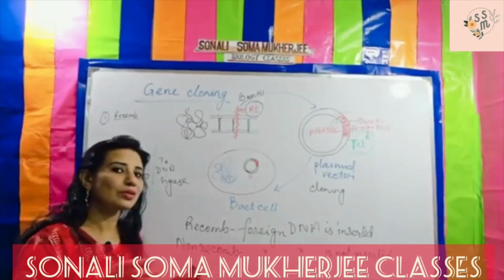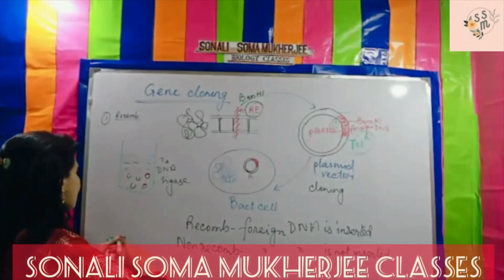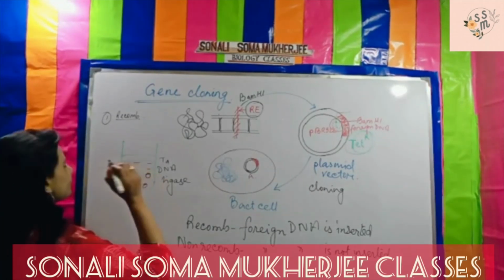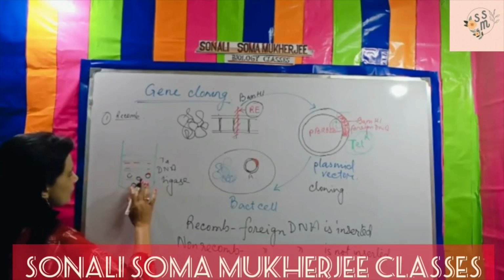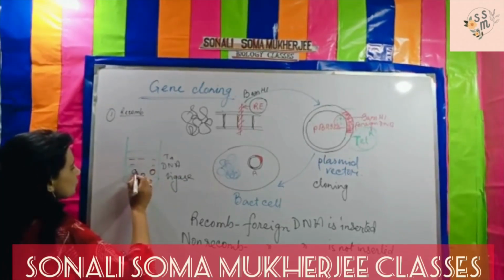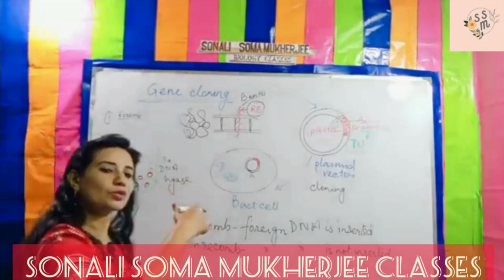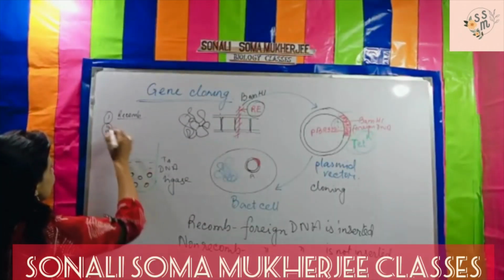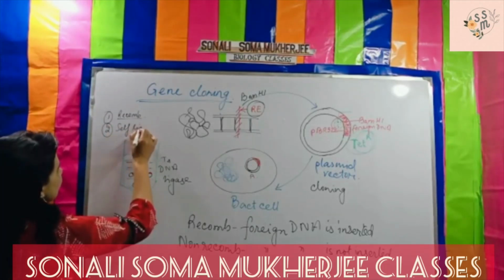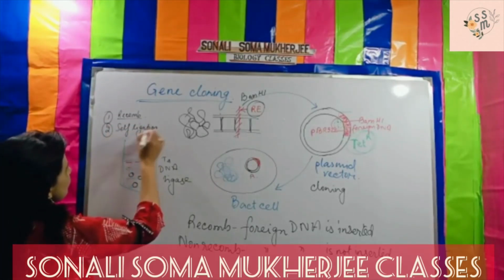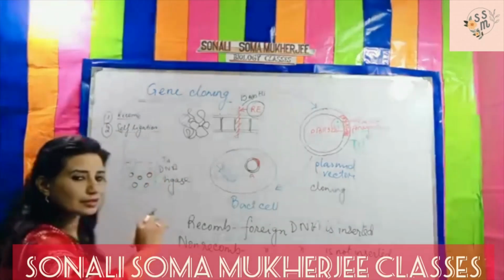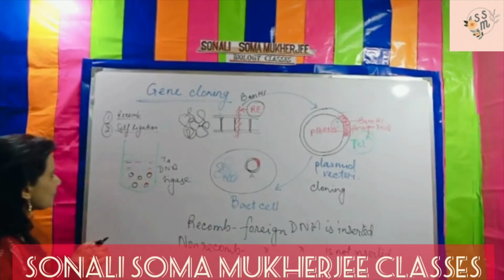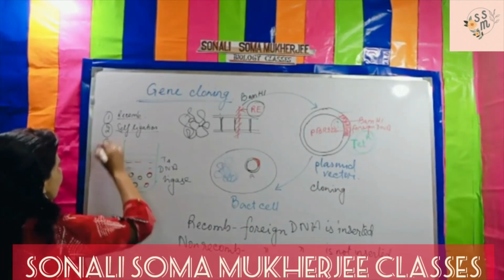But there is also a greater possibility that some of them will self-ligate. Because these plasmids have got the opportunity, they combine with their own selves. And this second possibility is self-ligation may take place. And we get a few plasmids which are self-ligated, which do not carry the foreign gene. So these are non-recombinants.